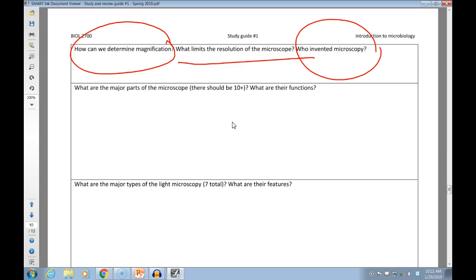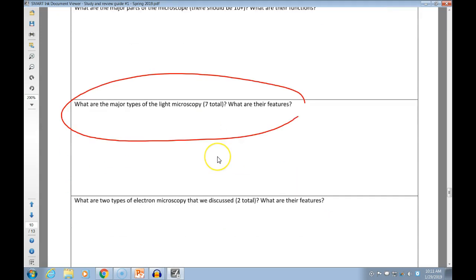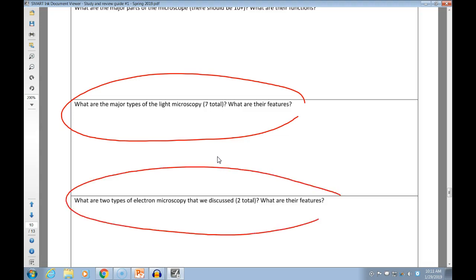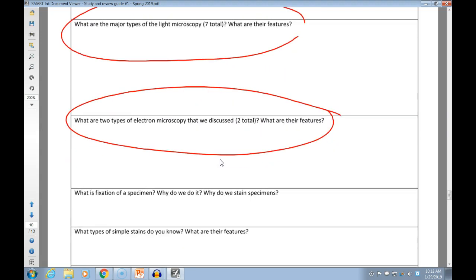Okay. Major types of light microscopy. You see I left you a lot of space here. 7 types. Match the name and the description. We observe cells against the lit background. That's bright field. Okay. 2 types of electron microscopy, transmission and scanning. Again, match the description, like if I want to see the surface, I'm going to use scanning.